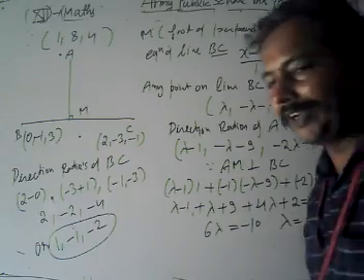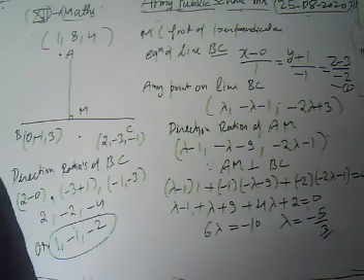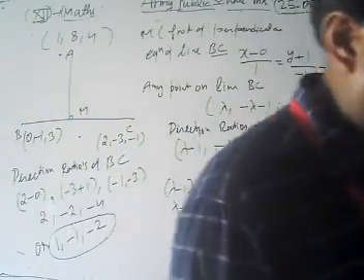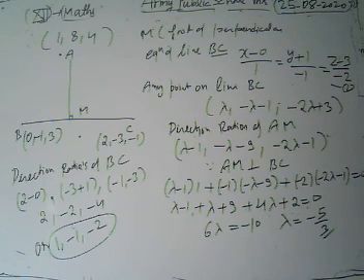Now we get the value of lambda here. The value of lambda is given by minus 5 by 3. We get the value of lambda as minus 5 by 3.